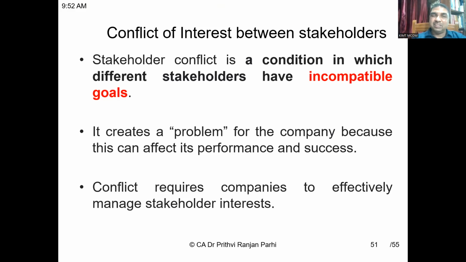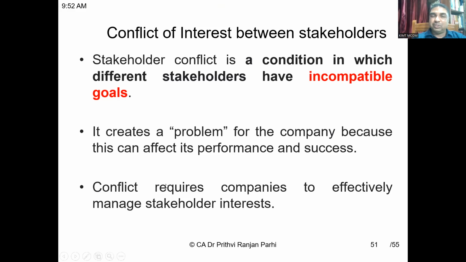Okay, so in fact, this is a condition in which the different stakeholders have incompatible goals. And it is one of the major roles of the finance manager and other business managers also to ensure that all the stakeholders are satisfied to the extent possible. The goals need to be aligned so that all the stakeholders will be satisfied. Of course, this conflict of interest is a problem for the company. It is a problem for every business, which affects the performance and affects the success. But that has to be taken care of. Business managers are expected to take care of this.